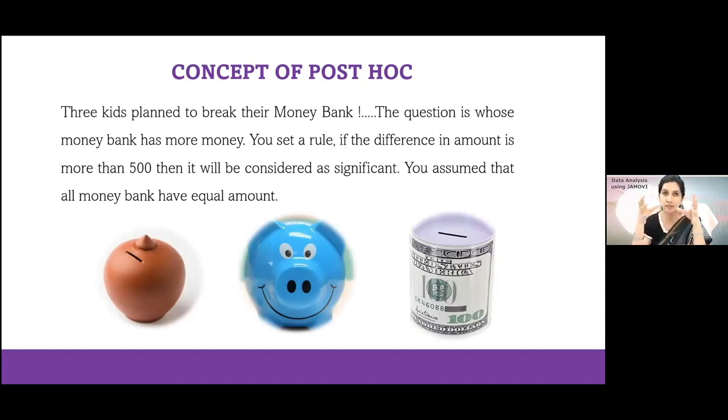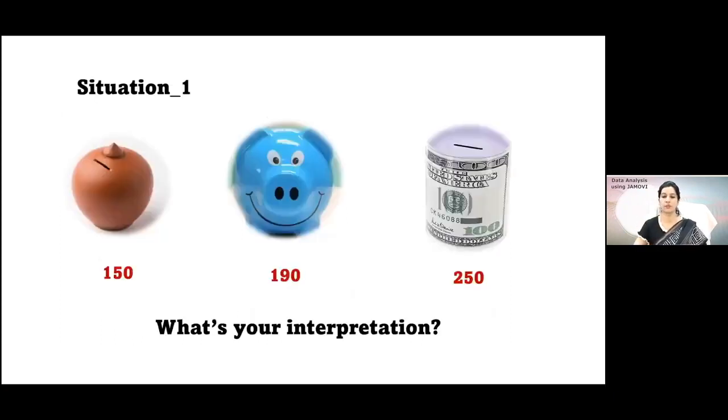So there are 3 money banks and 3 kids, they have planned to break their money banks. And in this, they have set one rule. They have said that if the difference of the amount between the 2 money banks is more than 500 rupees, then it will be considered significant. So we assume that all money banks have equal amounts. So now what is our interpretation? In the first case, you have got 150 rupees in the first, 190 rupees in the second, and 250 rupees in the third.